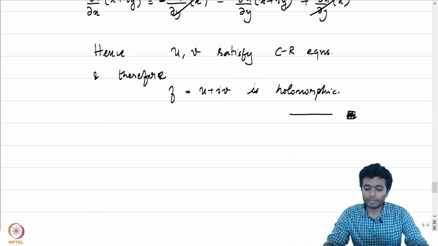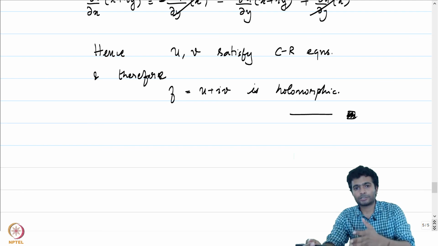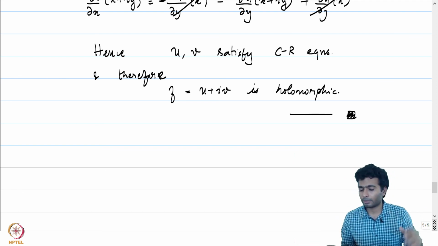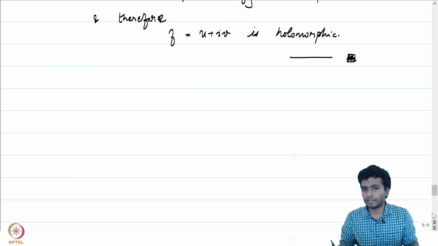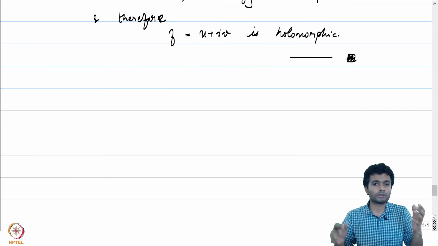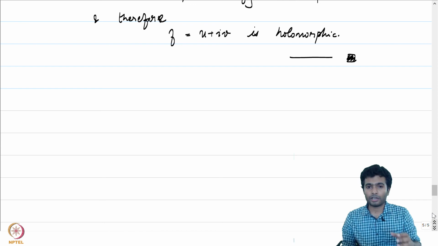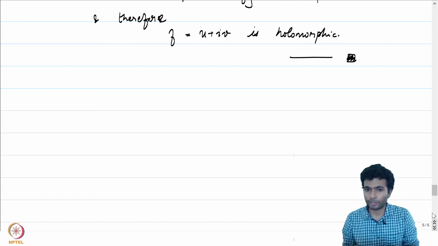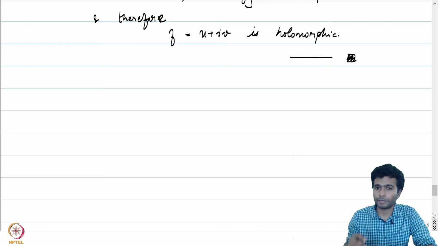A similar argument will tell us that harmonic conjugates do exist in many other domains as well, but we will postpone that for later. In the next lecture, we will study what is known as Mobius functions, which are very important holomorphic functions which are defined on the complex plane. Let me stop this lecture here.